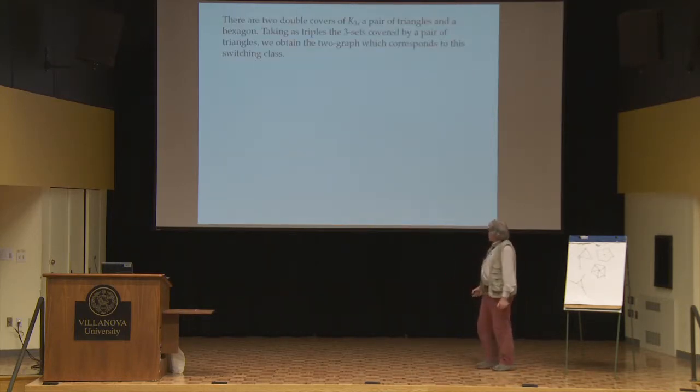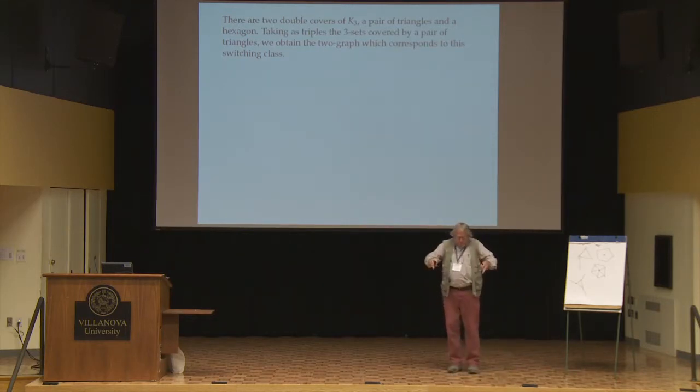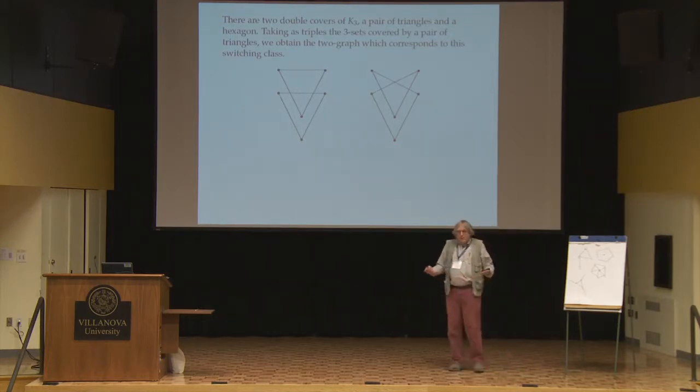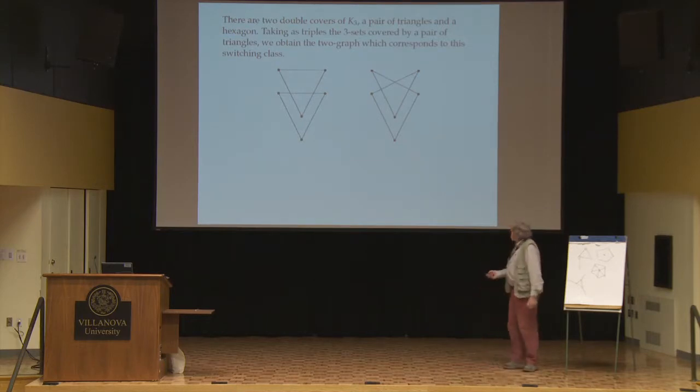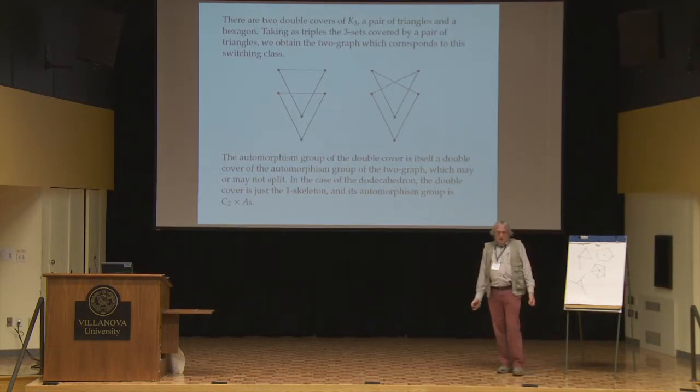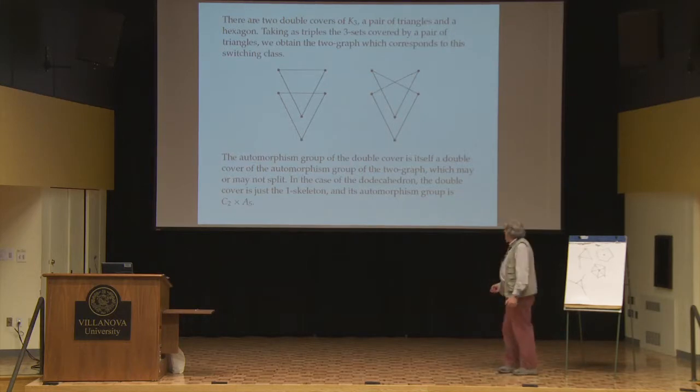Now, any two vertices of the complete graph look alike in the double cover up to isomorphism. But for three vertices, there are two possibilities, and here they are. So there are three pairs. They can either be covered by two triangles or by a hexagon. So there are two kinds of triples, and that's where the two graph structure will come in. So the automorphism group of the double cover is itself a double cover of the automorphism group of the two graph. So it's a group with a center of order 2, and the quotient is the automorphism group of the two graph. May or may not be split.